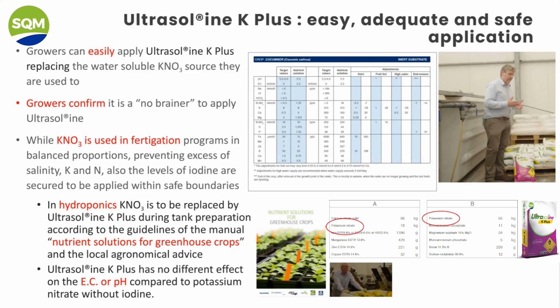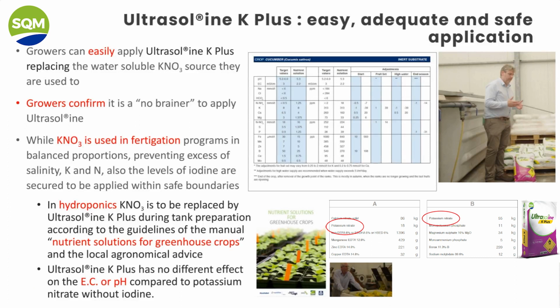Just an example from hydroponics. You see on your right side that usually for hydroponics we follow requirements from the manual of nutrient solutions for greenhouse crops. Here we show an example of cucumber in inert substrate. We know quite well what the balance is that we need to provide to the plants, and out of that, we know quite well what the standard potassium nitrate levels are that we need to add in the A and the B tanks.